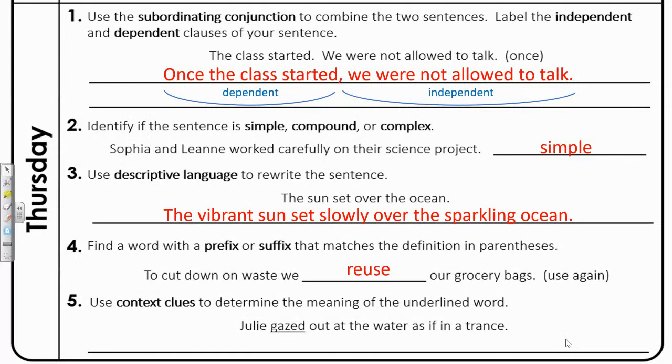We talked about this last week to determine the meaning of the underlined word. Julie gazed out at the water as if in a trance. So if she is gazing at something as if she were in a trance, it's like she's not blank, she's just staring. Okay, so gazed means to look at something for a long time or just to stare.